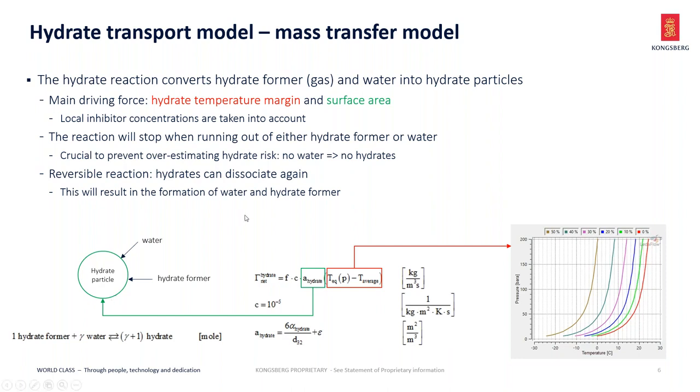Another important aspect of this mass transfer term is that it will stop when we run out of either hydrate former or water. This is crucial for making sure that we don't overestimate the hydrate risk. So there may be a driving force for hydrate formation, but if we run out of water, we would like the reaction to stop so that no further hydrates are formed. And also the reaction is reversible, so it is possible to dissociate the hydrates again, for instance by heating or by adding inhibitors.